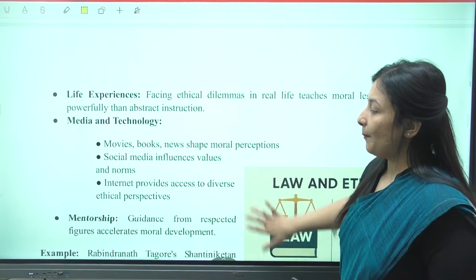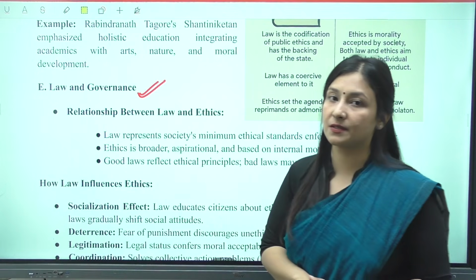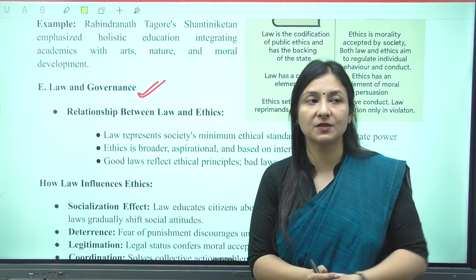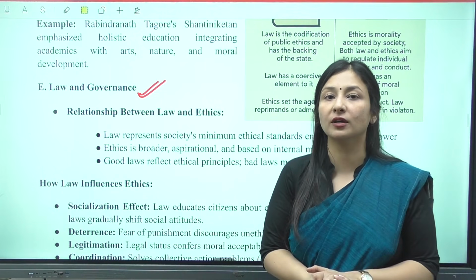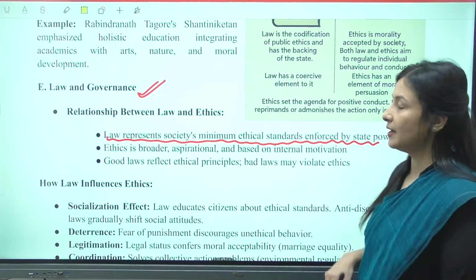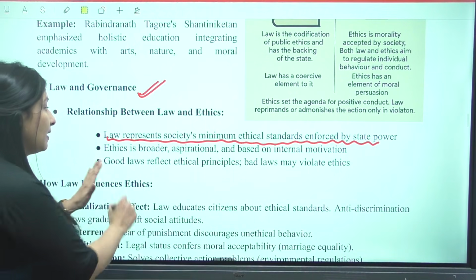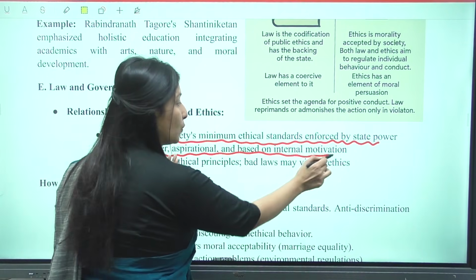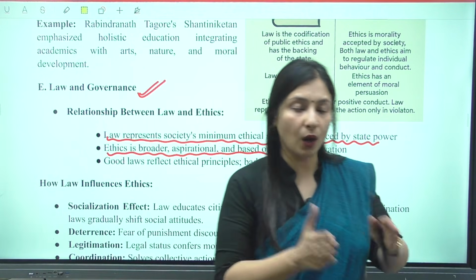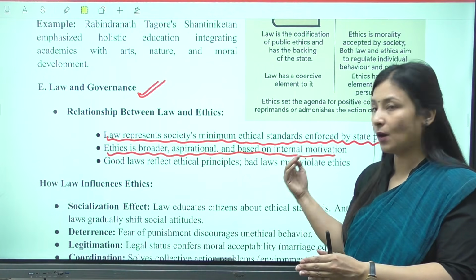Now, apart from this, law and governance is an external determinant. There is a relationship between law and ethics. Law keeps an external accountability check on ethics. See, law represents society's minimal ethical standard enforced by the state on the citizen. Is it clear? And ethics is the broader, aspirational standard, which is based on internal motivation. So good laws will always lead to ethical uprightness. Bad laws may violate this ethics.